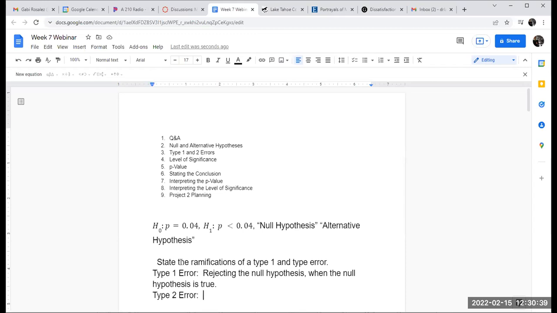Okay, so very similar to this. We don't say that the null hypothesis was correct, because you never say that. We say that there is not enough evidence to reject the null hypothesis. Sometimes we call that fail to reject the null hypothesis.